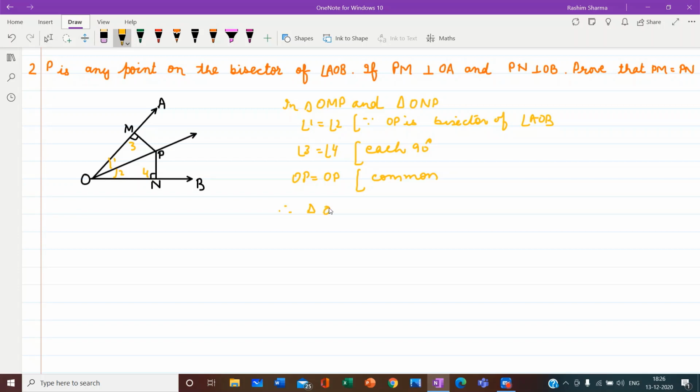Therefore, triangle OMP is congruent to triangle ONP by, here we can see these two angles and one side. So we can write here AAS condition. Now triangles have become congruent. It means their corresponding parts are equal. So we can write therefore PM is equal to PN by CPCT. This is what we had to prove.